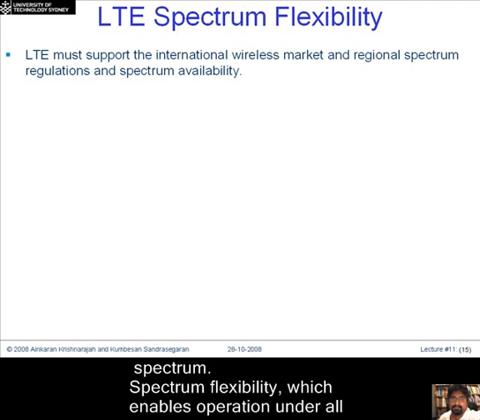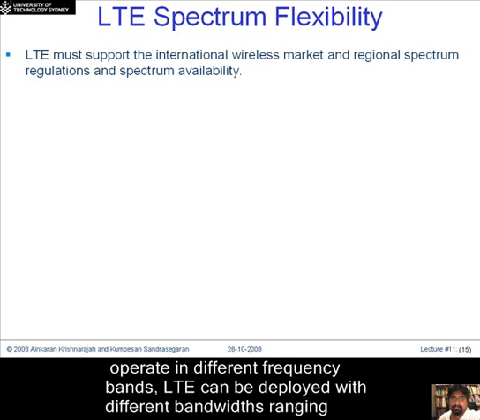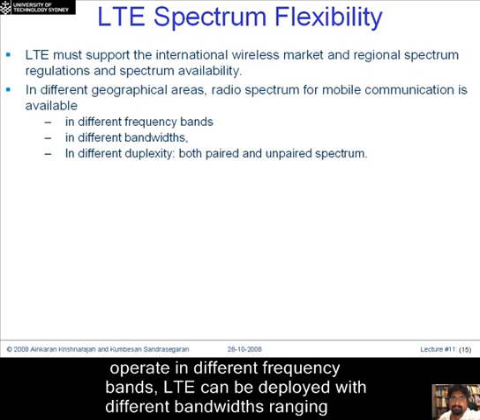That's basically what happened in the rollout of wideband CDMA in the USA, because the existing bands that were specified for wideband CDMA were already used up for other purposes in the USA. So what they decided with LTE is that it must be flexible enough so that whichever part of the world you go to, and with whatever frequency bands are available, you should be able to roll out a basic LTE network. Okay, so this is what is meant by the fact that LTE must support the international wireless market and regional spectrum regulations and spectrum availability.